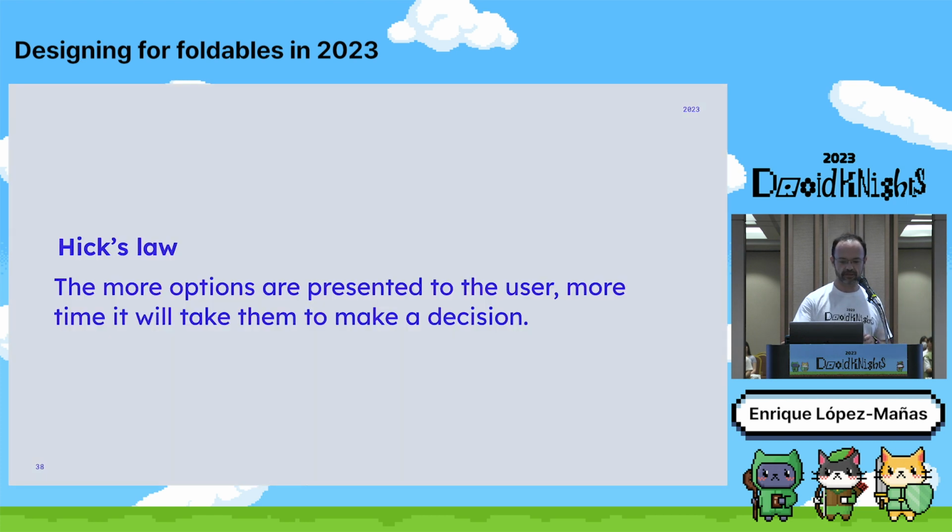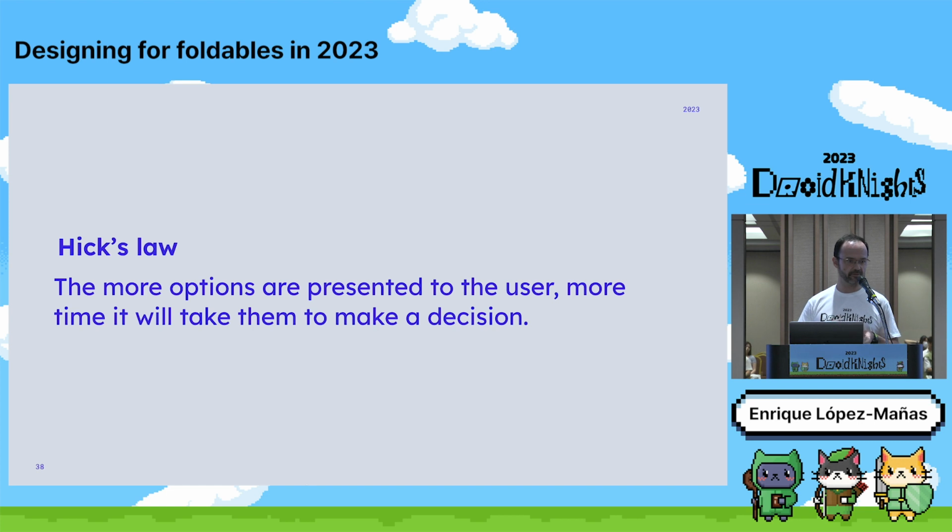There is a law called Hick's law. It has been researched by psychologists who work in universities and institutions on those things. The more options that are presented to the user, the more time it is going to take the user to make a decision, and the less satisfaction the user is going to have.